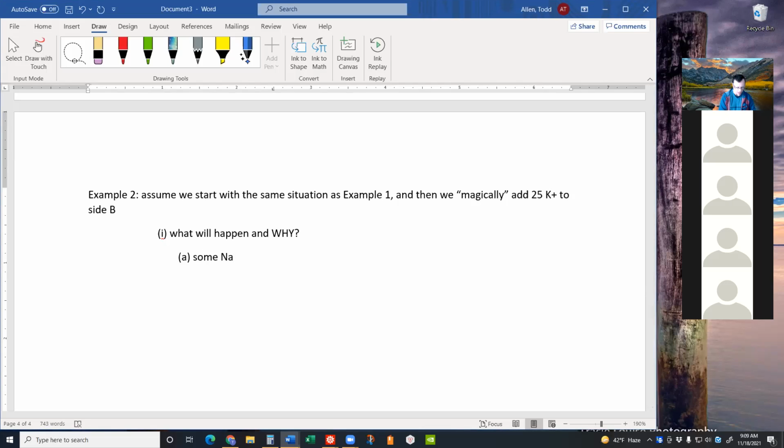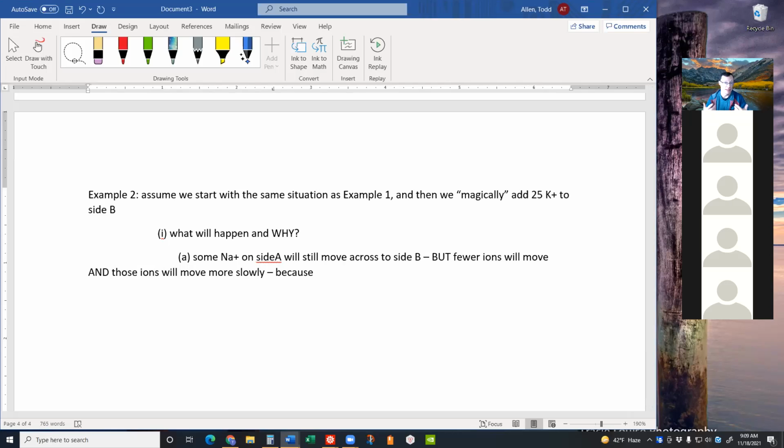Some sodium ions on side A will still move across to side B, but fewer ions will move, and those ions will move more slowly because the electrogradient is no longer as steep as it was in example 1.